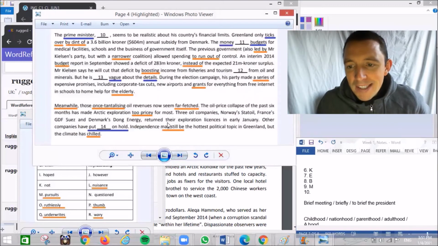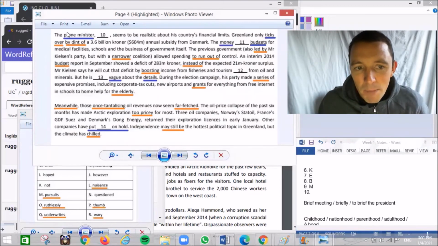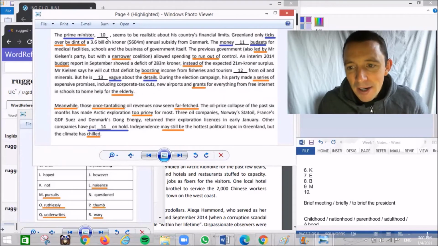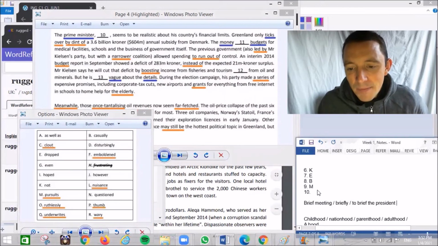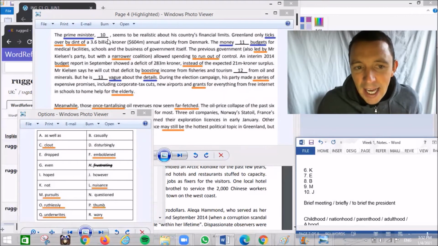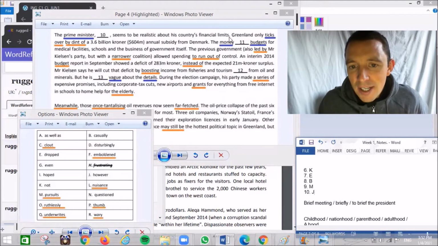And then we move to number 10 in the next paragraph, the prime minister. And probably it's sin embargo, because the style of the text and remembering your options, I think clearly it's sin embargo. Okay, so 10J, just for the style of the text, it's very clear. There's no other option.